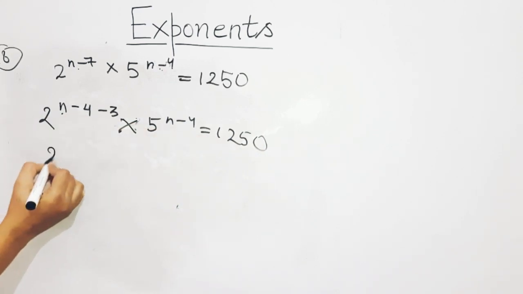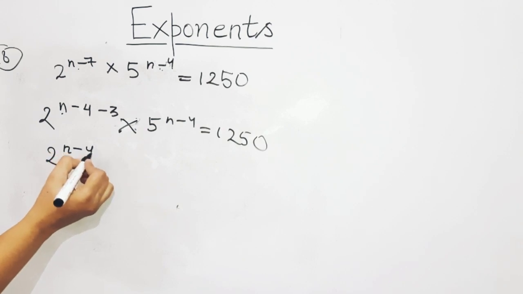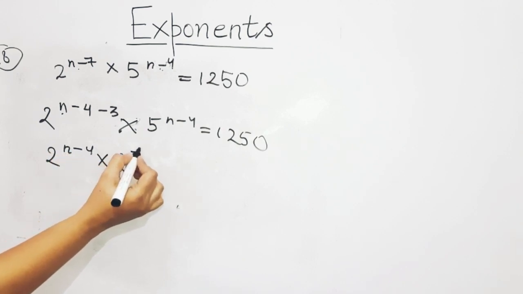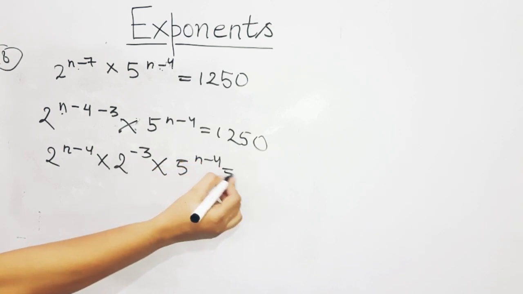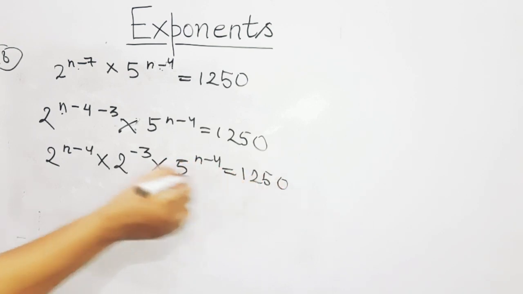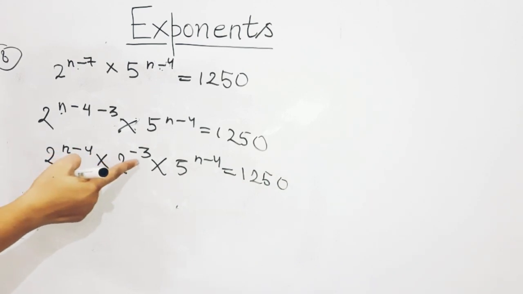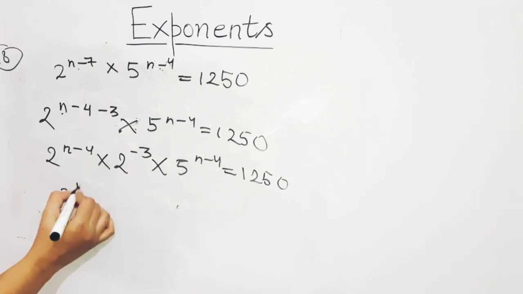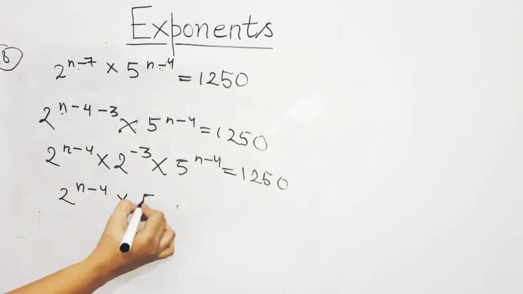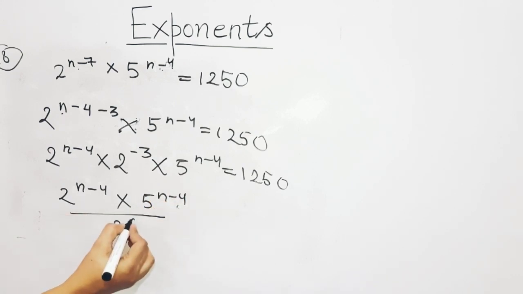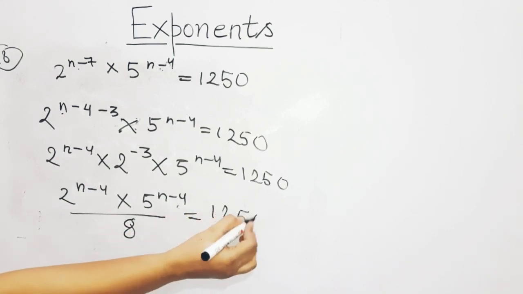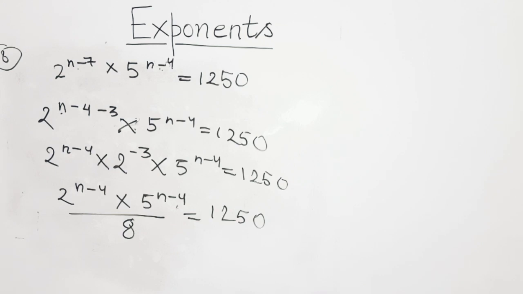Now n minus 4 minus 3. अब आप इसको सेपरेटली लिखेंगे तो it will be 2 to the power of n minus 4 multiplied by 2 to the power of minus 3 multiplied by 5 to the power of n minus 4 is equal to 1250. अब 2 to the power of minus 3 means you have to take the inverse. आपको इन्वर्स लेना पड़ेगा. So it will be 2 to the power of n minus 4 multiplied by 5 to the power of n minus 4, and 2 to the power of 3, which is 8, is equal to 1250. Correct?